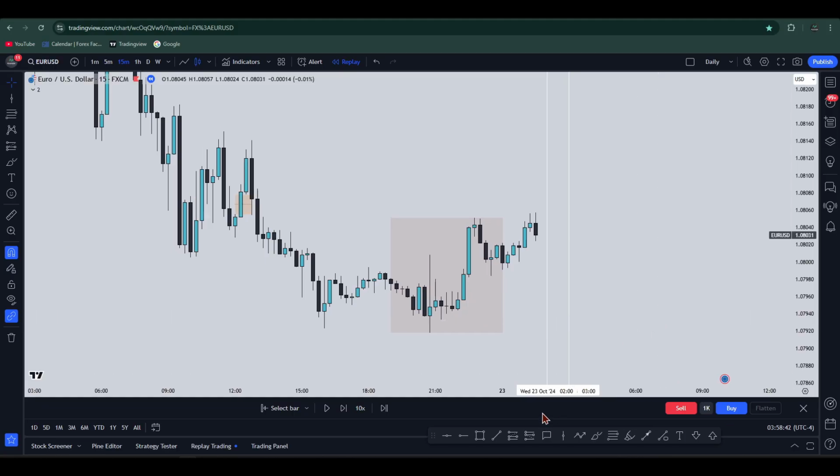Hey YouTube, this is going to be a quick trade recap from a trade that I took yesterday. Here you can see me pointing out an inversion fair value gap on the 15 minute.